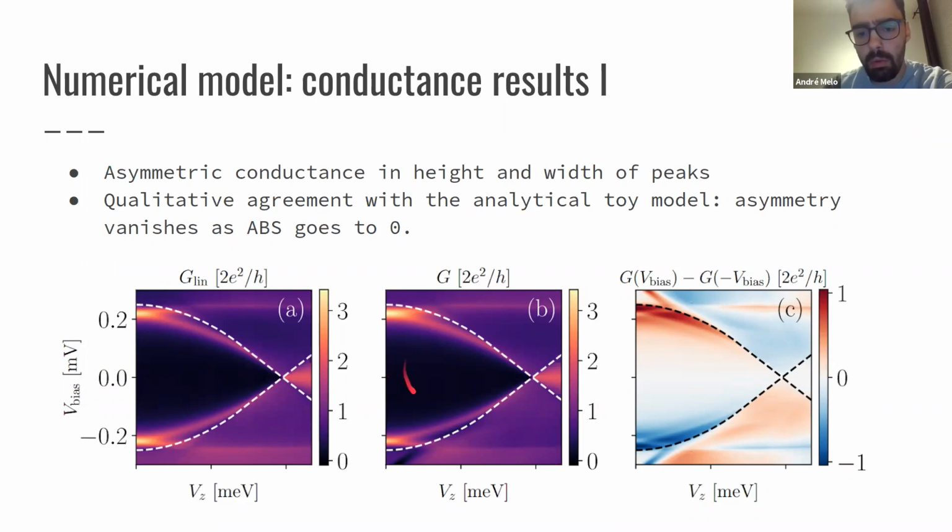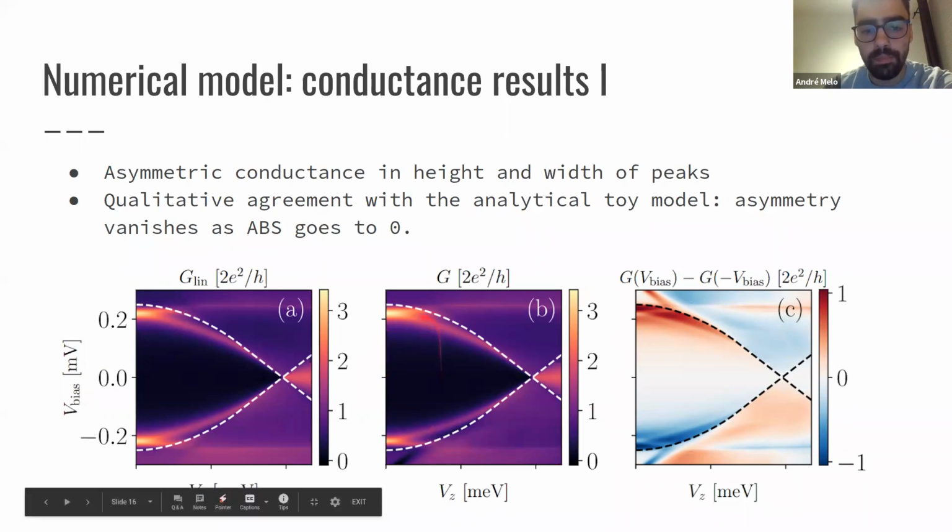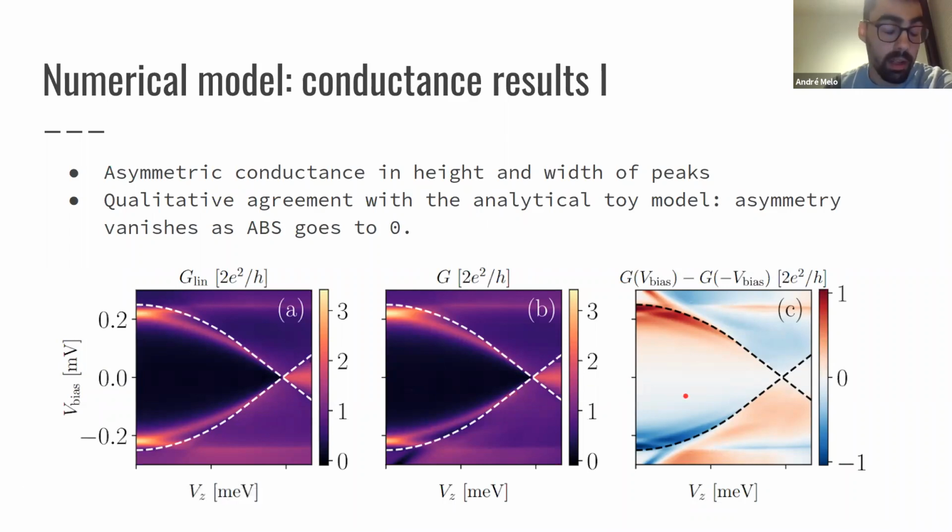But if I now move to the middle plot here, we are allowing the barrier to vary with voltage. And now we see that there's a clear asymmetry in the peaks here. And I'm plotting that explicitly on the right-hand side. And you see we have asymmetry below the bulk gap here.